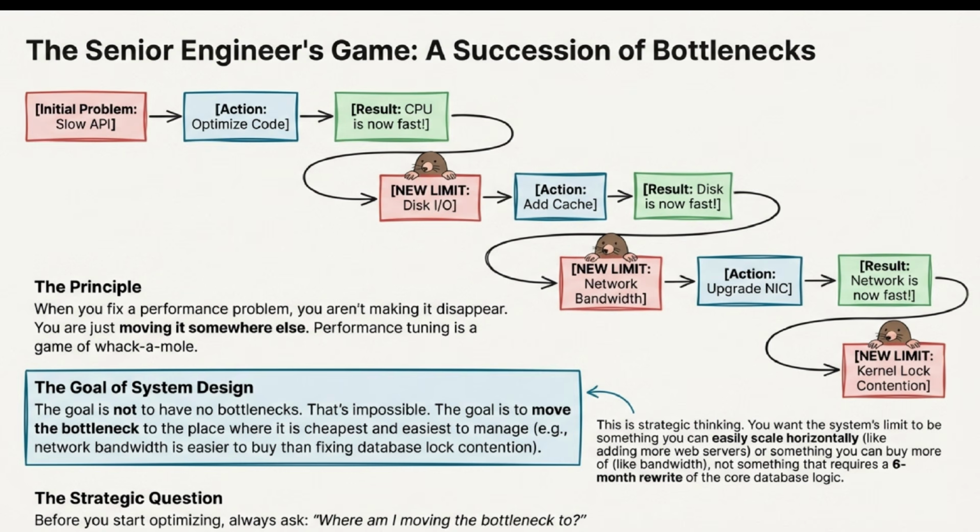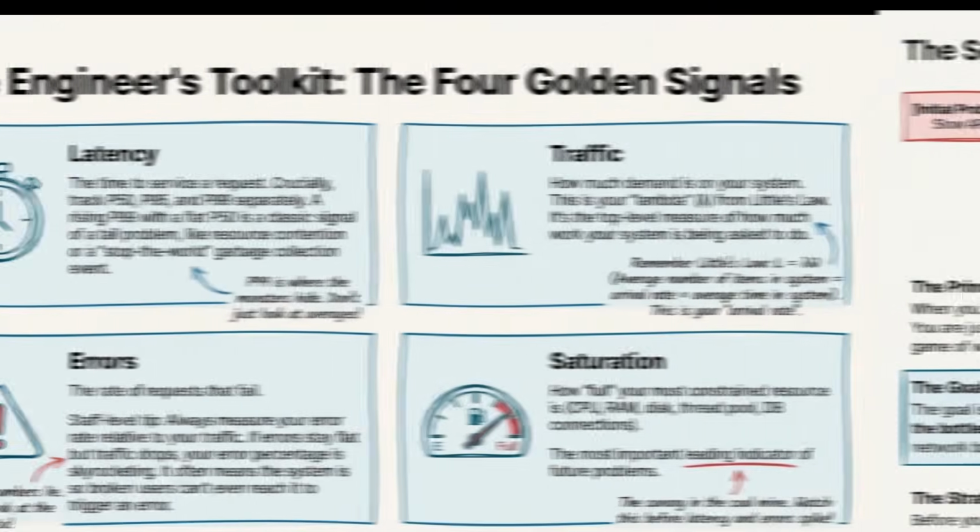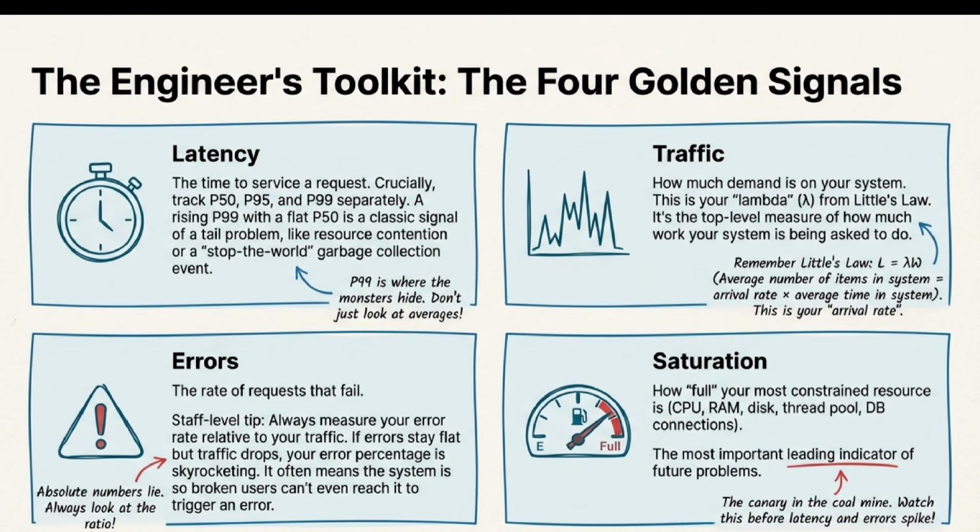So, we've covered the math. We've looked at the distributions, the queues, and the laws of parallelization. But if you're a senior engineer sitting in front of a dashboard at 3 a.m., how do you actually use this? You need a framework for measurement. At Google, we call these the 4 golden signals. If you monitor these 4 things, you have a high-resolution window into the physics of your system.